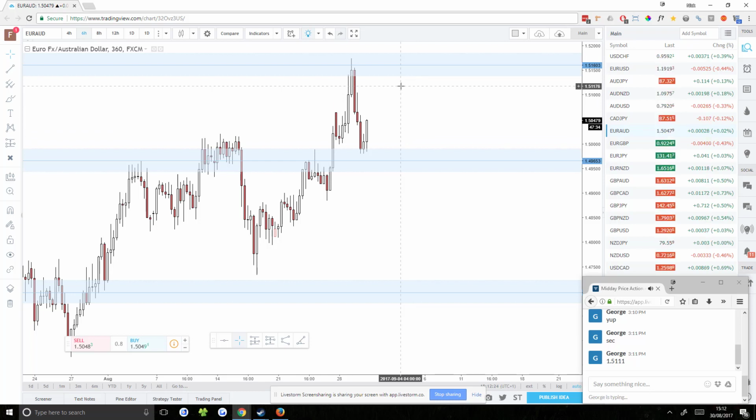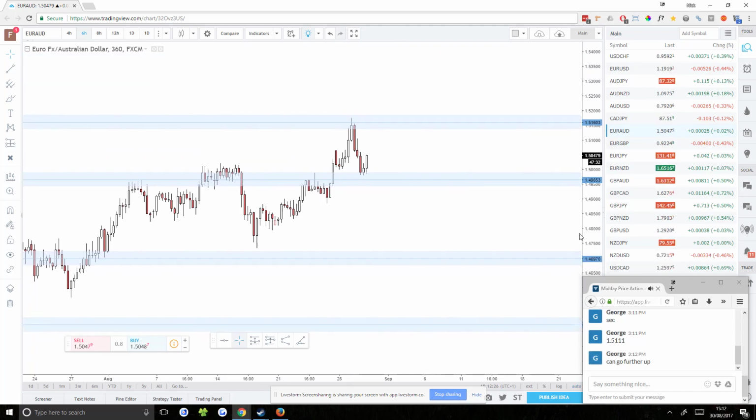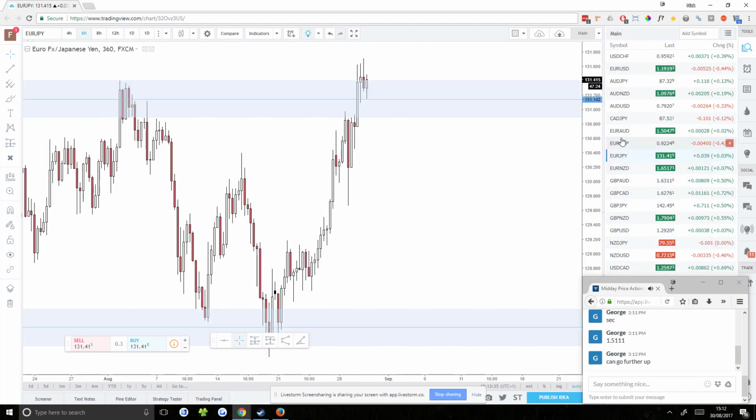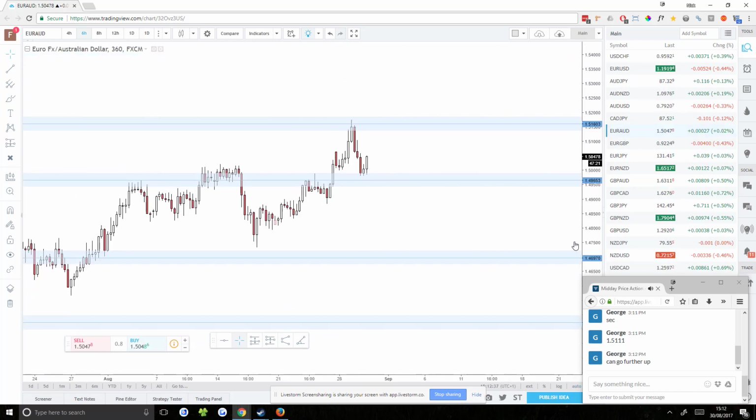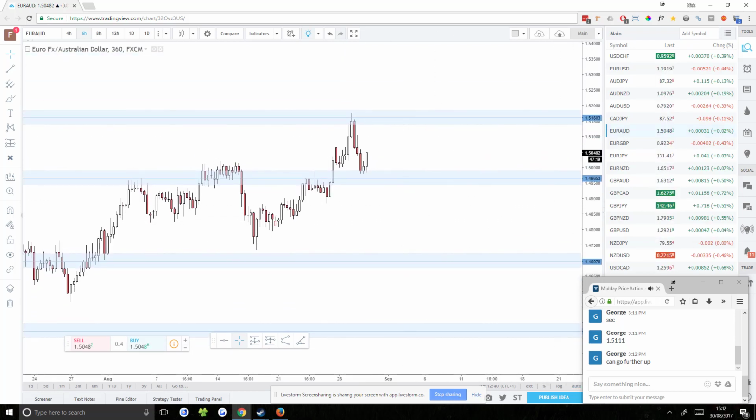All right, up here before the resistance area. All right, cool. That's good, man. Decent setup, decent target. You've got it before the major resistance area. So that's all good. I agree, it can go further up. But generally the safest target is before major barriers like resistance.